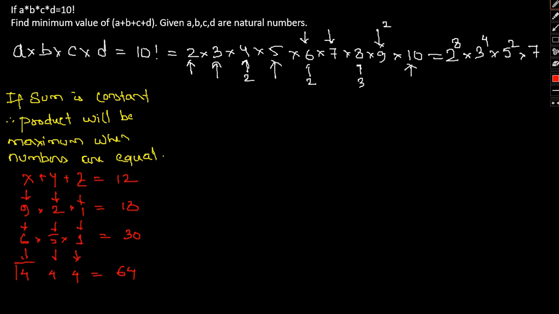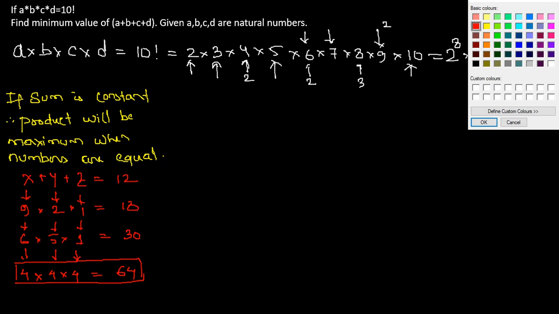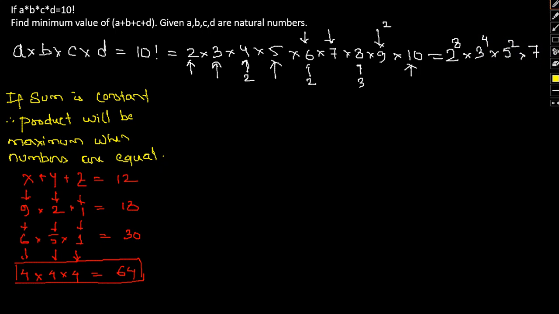So this is the proof of the same, that if sum is constant, the product is maximum when all the values are equal. Okay, so this is first concept. So I hope you keep a note of the same. Now let me give you another concept.